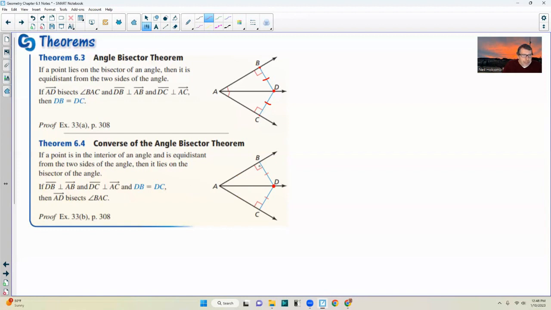Okay, so if segment DB is perpendicular to ray AB, and segment DC is perpendicular to ray AC, and the length of DB equals the length of DC, then ray AD bisects angle BAC. So then we can conclude that angle BAD is congruent to angle CAD because angle bisectors cut it into two congruent pieces. Okay, so let's take a look at this example.